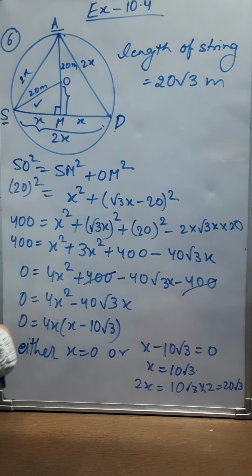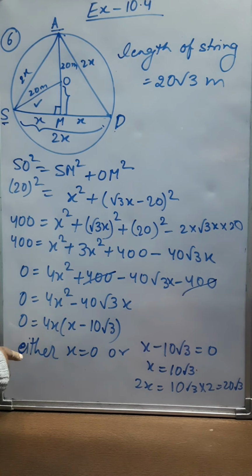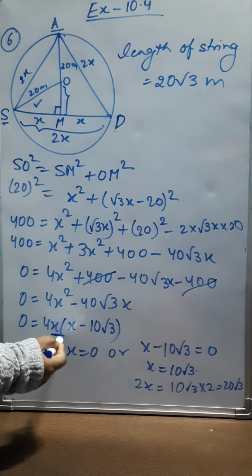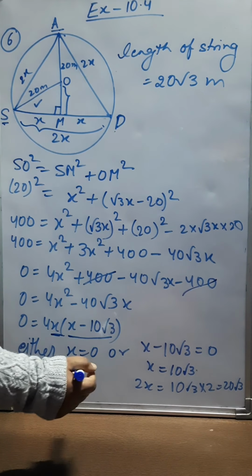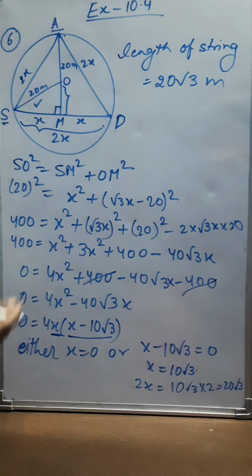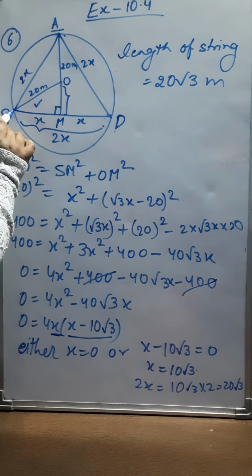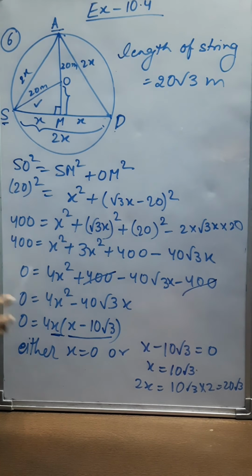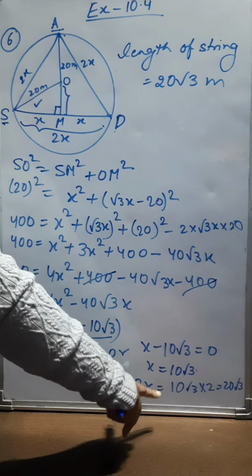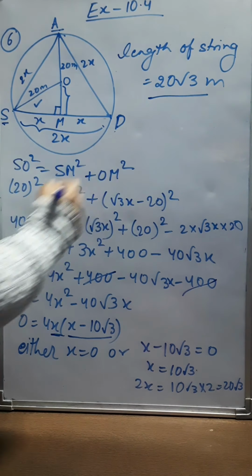From these two, we can take out 4x common. We have inside the bracket x minus 10 root 3. So if you see here carefully, either x will be 0 or x minus 10 root 3 will be 0. If x minus 10 root 3 is equal to 0, x must be equal to 10 root 3. X cannot be 0. So if x is equal to 10 root 3, we have to calculate the length of 2x, because we assume that the distance between the friends is 2x. So 2x is equal to 10 root 3 into 2, 20 root 3. So the length of the string which they are holding in their hand is 20 root 3 meters.